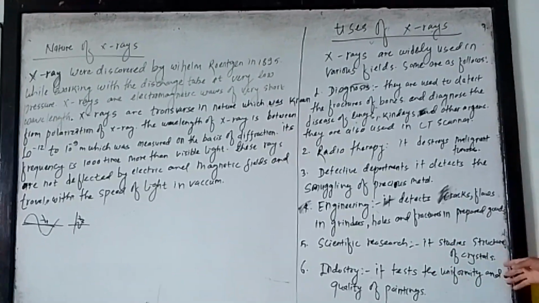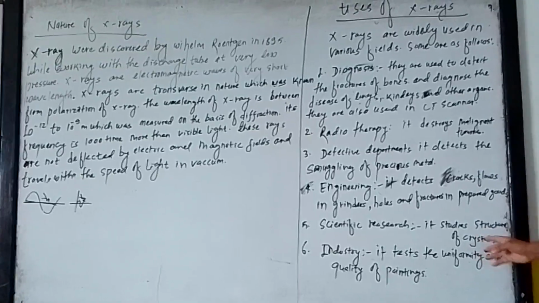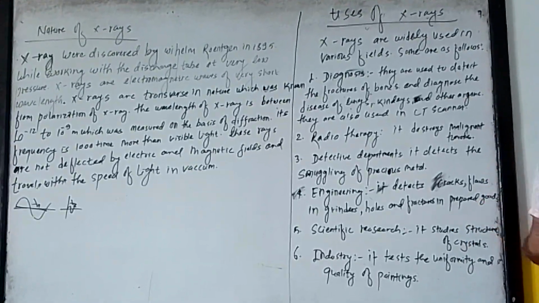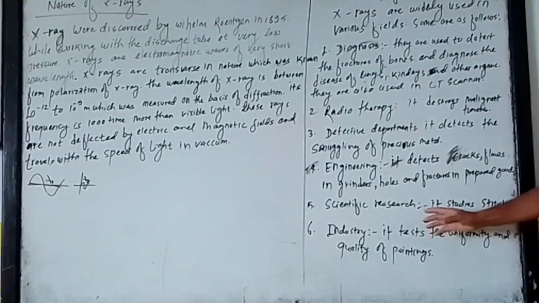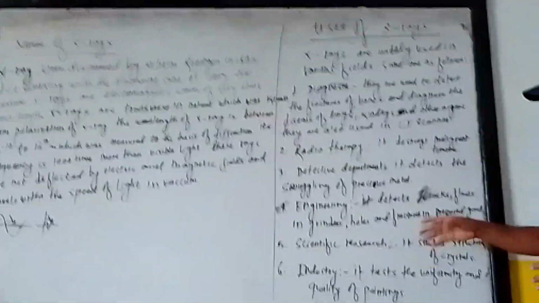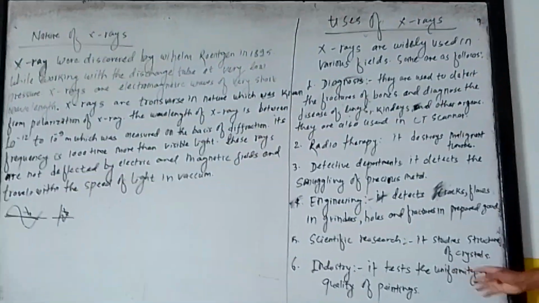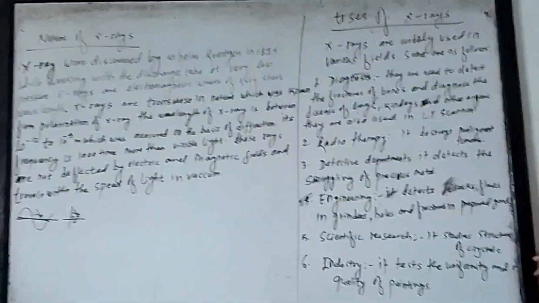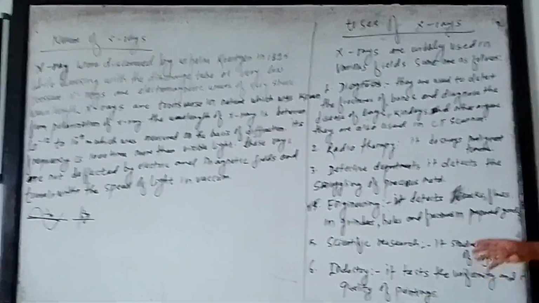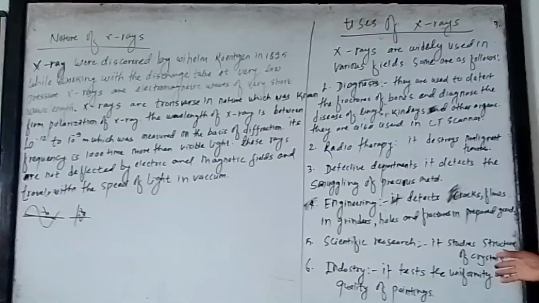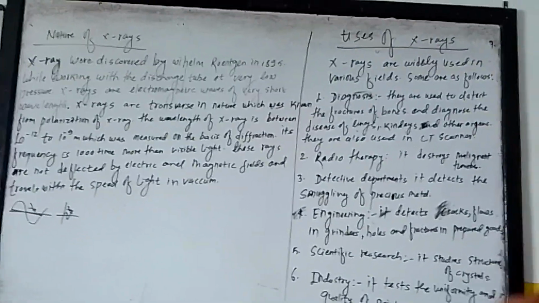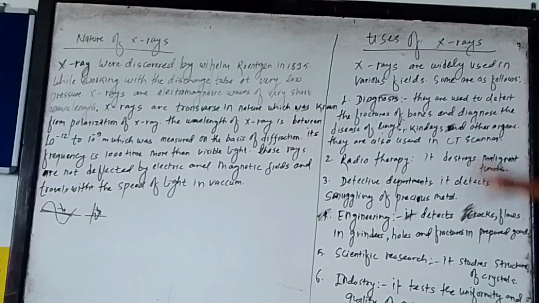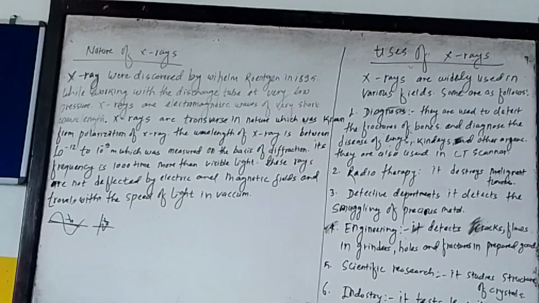In scientific research, it studies the structure of a crystal, meaning how the crystal looks. We need to know that, so in scientific research we can use it. And the next one is industry. It is used to check the uniformity and quality of painting and for different purposes. We use it in industries. So that's all the uses of X-rays. Thank you.